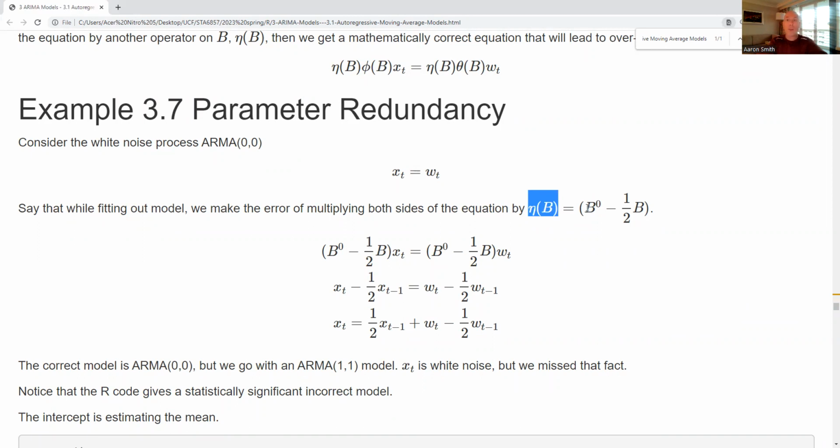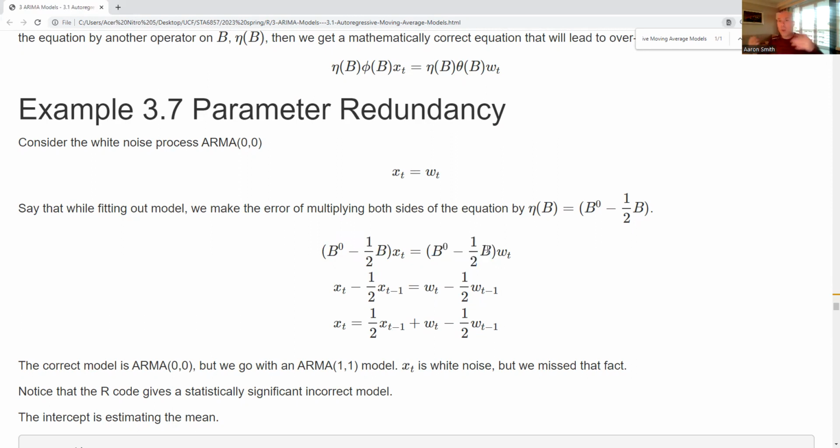And that function is the identity backshift operator, so this does nothing. The author puts in a 1 for that, and that's consistent with abstract algebra. And then minus 1/2 times the backshift operator. And so now, let's say I made the mistake of multiplying both sides of the equation, when I was doing my model exploration, by eta of the backshift operator.